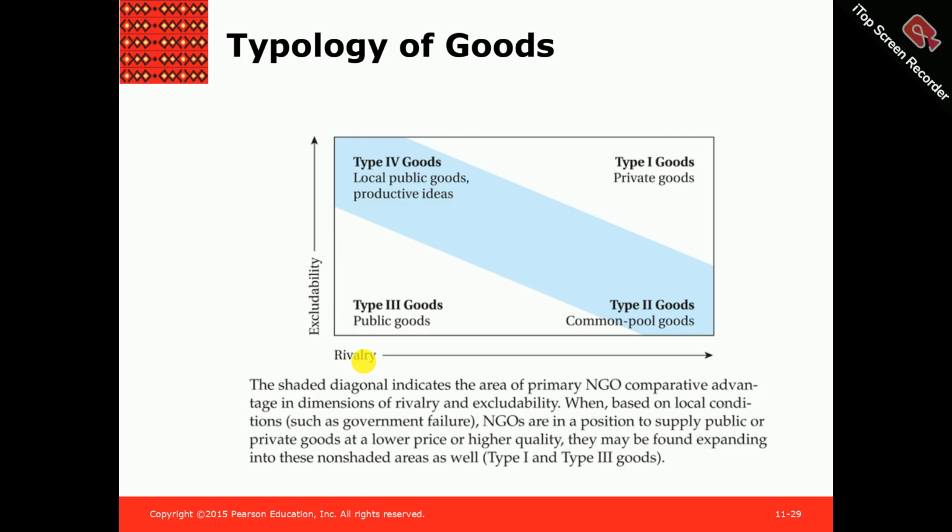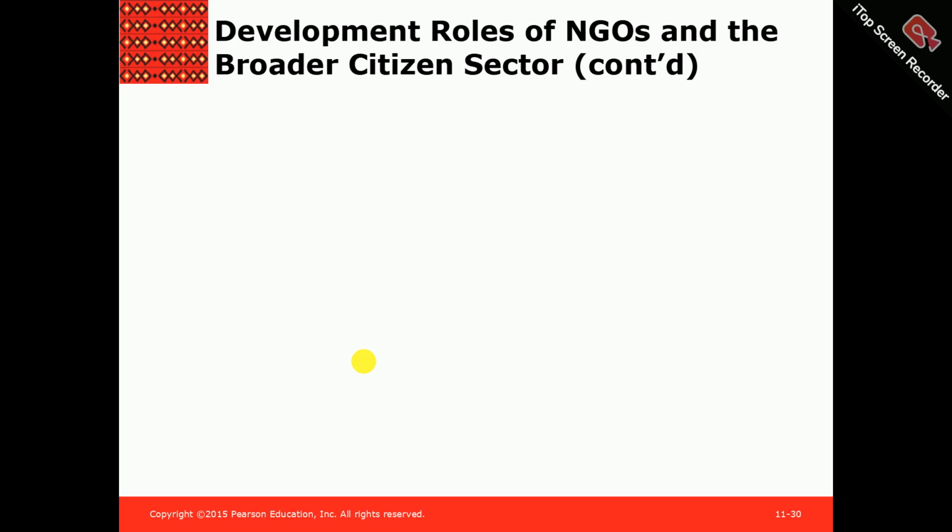The shaded diagonal indicates the area of primary NGO comparative advantage in dimensions of rivalry and excludability. Based on local conditions such as government failure, NGOs are in a position to supply public or private goods at a lower price or higher quality. They may be found expanding into these non-shaded areas as well, so type 1 and type 3 goods. After this, we'll discuss development roles of NGOs and the broader citizen sector.